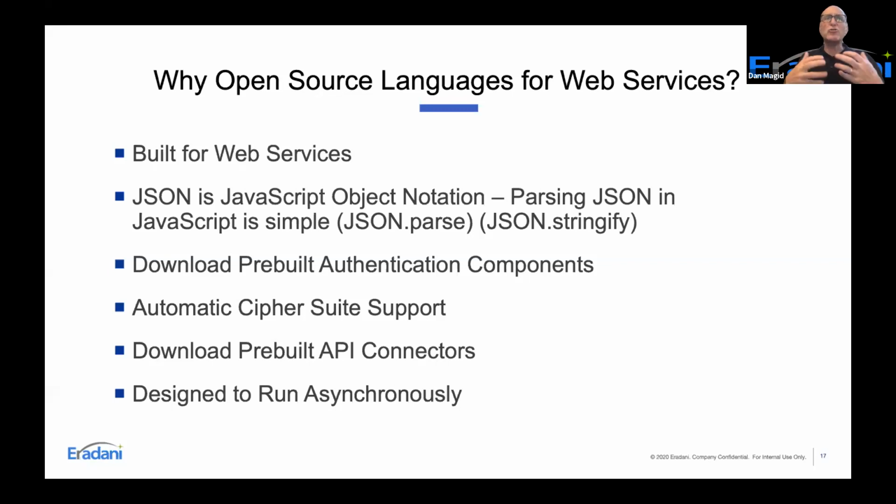And you can also download the latest in authentication components. You can get the latest in security, the latest in cipher suites. And there's lots and lots of pre-built API connectors. So you can go out and get an API connector that is already built to do the thing you want to do. You know, you want to talk to your transportation carrier, there's probably already an API to do that. You want to talk to Google, there is an API to do that. You want to talk to Watson, there's already code written to do those things. And these things are designed to run asynchronous.